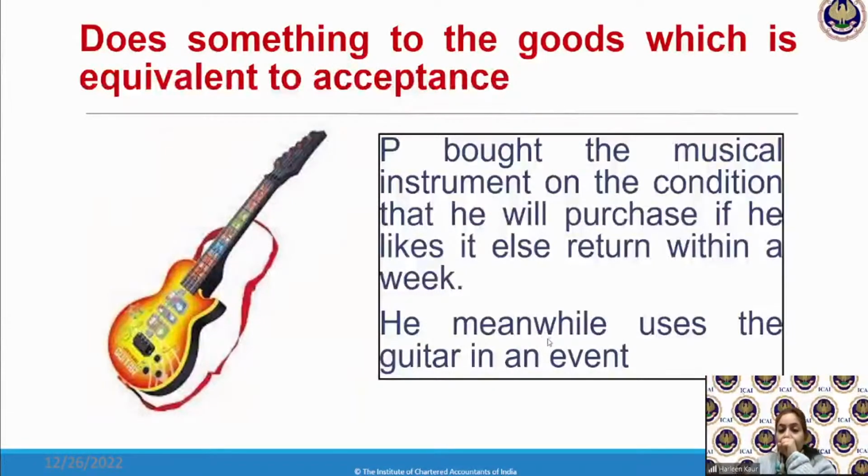But meanwhile, he uses the guitar in an event. Now, what has he done? This Mr. P was very smart. He thought that Christmas has come up yesterday. You must have seen there were so many Christmas parties going on. So this Mr. P went to one of the clubs and he said, I have a guitar, I would like to play it. And he played the guitar and earned a certain amount of revenue from an event. Has he become the owner? Yes or no? Tell me. By using the guitar in an event, by playing it at a Christmas event.